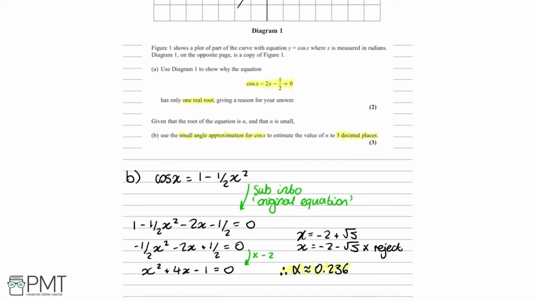So looking back to when we get the marks, we get 1 mark for this step here, so using the small angle approximation and subbing it into the equation. And we get the second mark for attempting to solve this quadratic equation. And we get the final mark for getting the correct value for alpha.